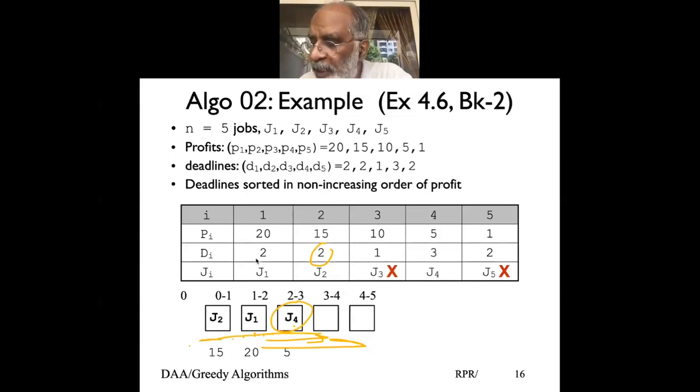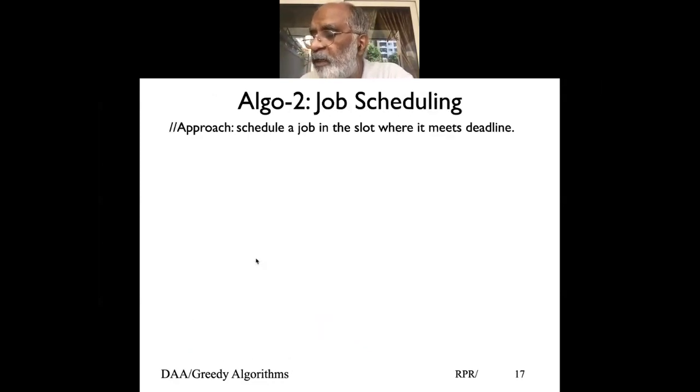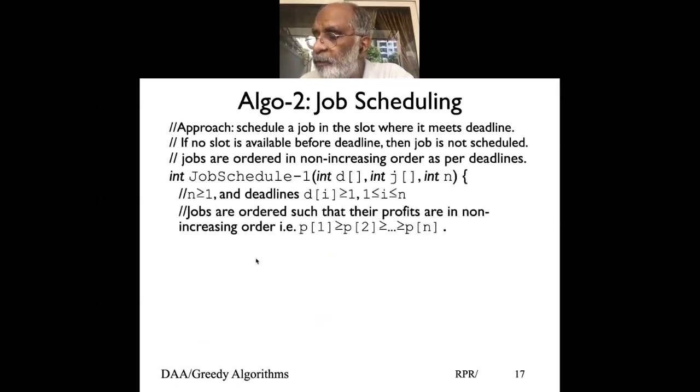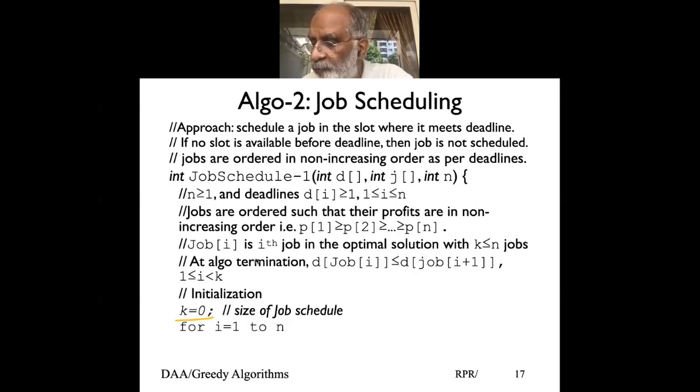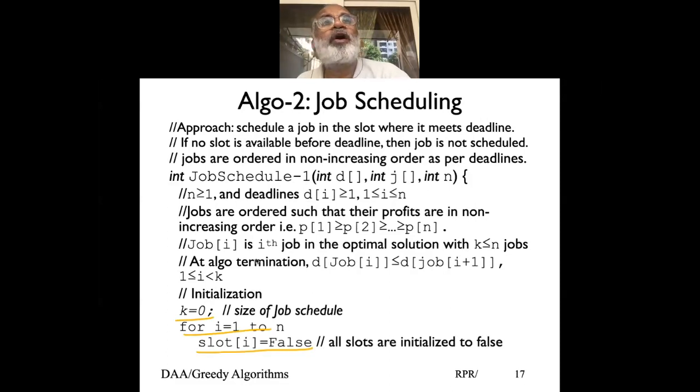And if you cannot find any empty slot till the beginning, the job cannot be scheduled. So it becomes a much simpler approach, and my algorithm would basically look like the following. Schedule the job, with all the same previous conditions. Initialize the slots to 0, then for 1 to n, make all the slots empty, and then start looking at my slots.